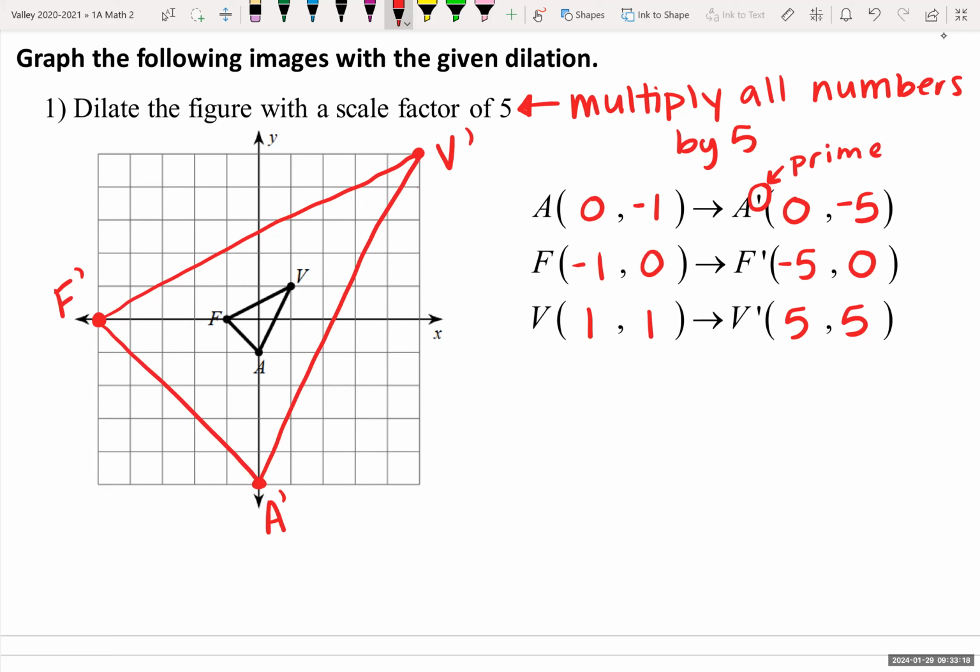You'll notice the shapes are exactly the same. One is bigger than the other, but the shape didn't change. It didn't twist. It didn't squish or go a different direction. It's just the same thing. It's just bigger. If you don't get the exact same thing, you can tell something's wrong without me even looking at your paper. All right, so there's number one. Let's do number two.